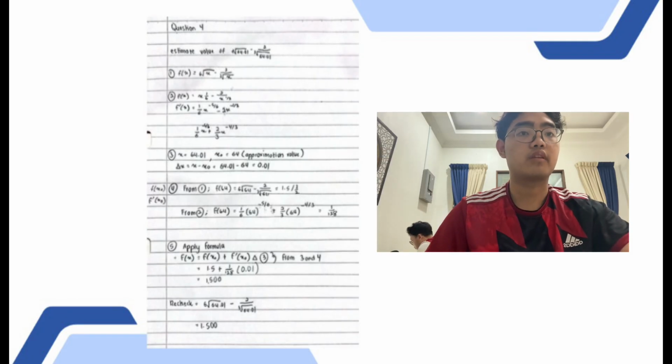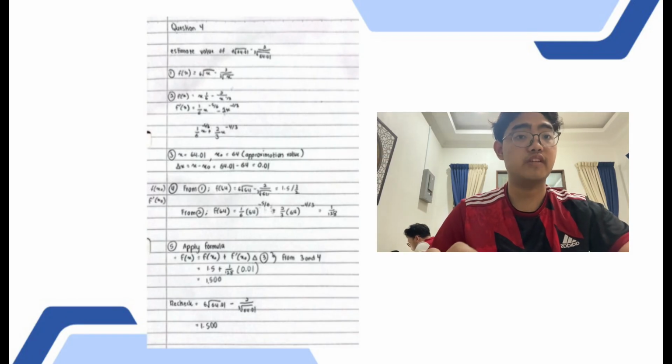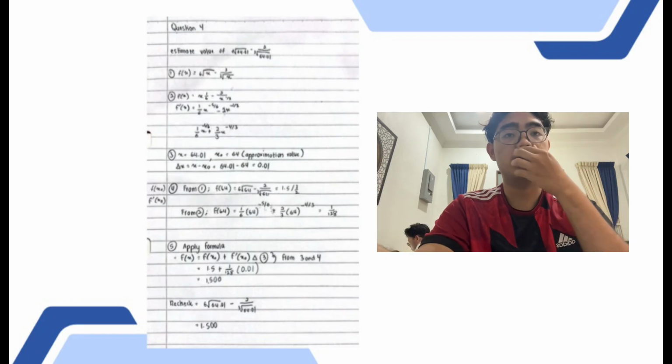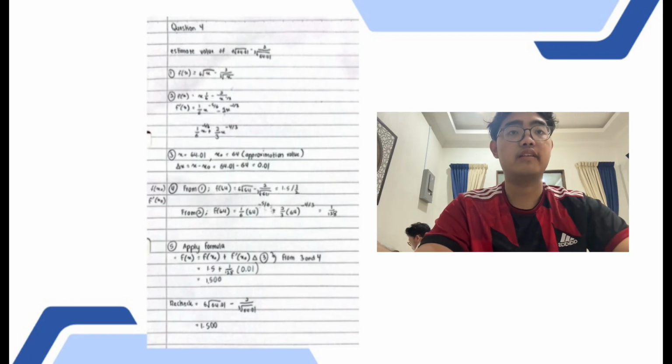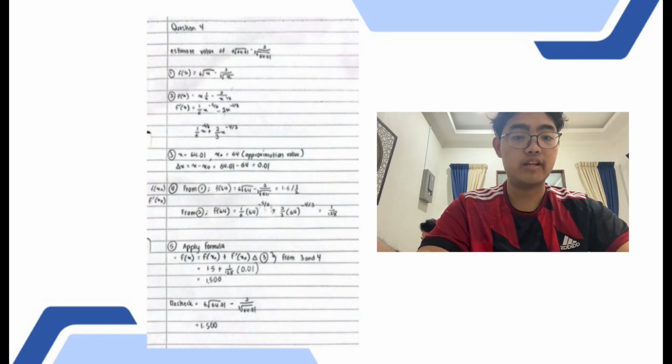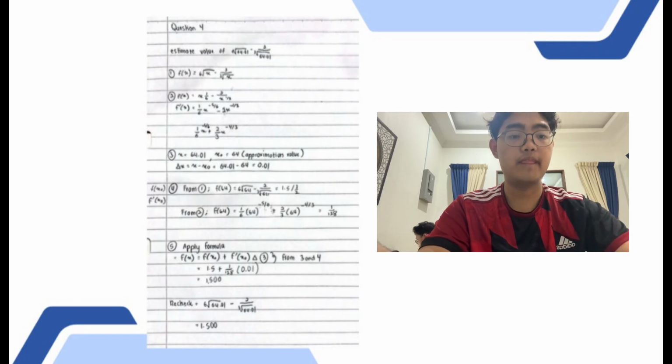After that, I choose a value that is easy to calculate, so I choose 64. Then I apply the formula x minus x naught, which is 64.01 minus 64. Then the answer is 0.01.